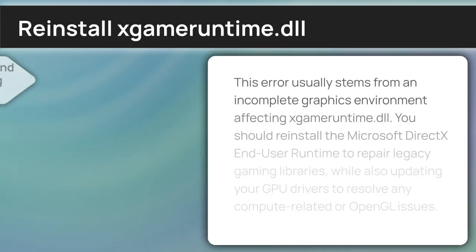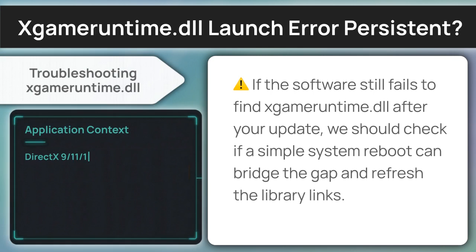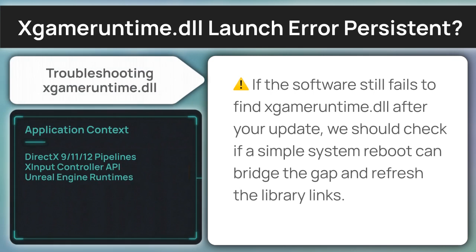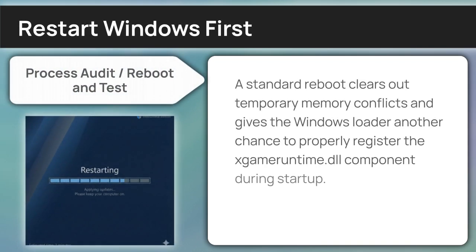When the Xgameruntime DLL is reported as missing, it often points to a corrupted graphics stack. Reinstall the Microsoft DirectX end-user runtime to fix legacy DirectX components, and ensure your GPU drivers are updated if the file is associated with CUDA, OpenCL, or OpenGL. If that initial setup didn't clear the pop-up, let's examine the specific initialization sequence assigned to your applications directory. A standard restart allows the Windows bootloader to rescan your system directories and potentially recognize an unregistered Xgameruntime component.